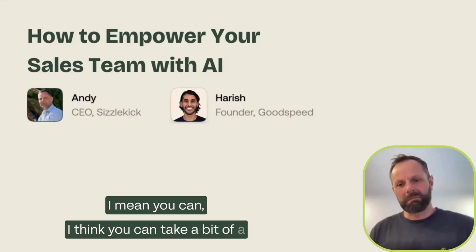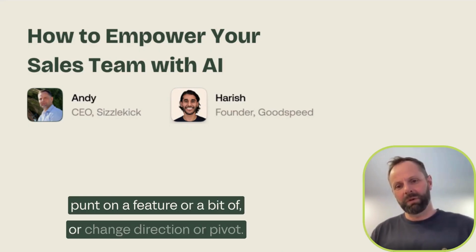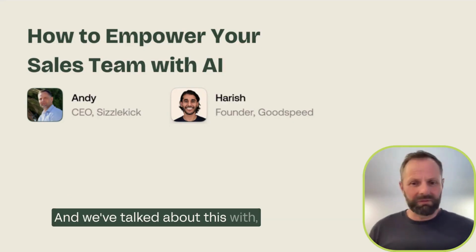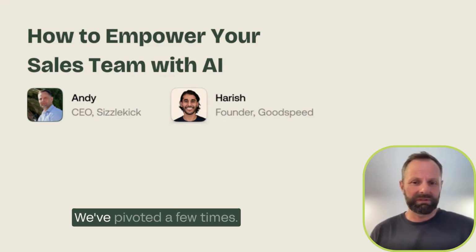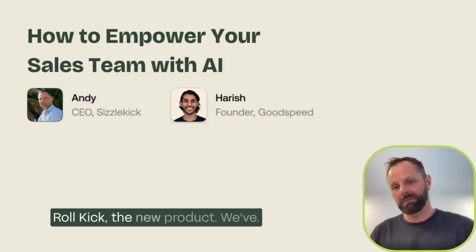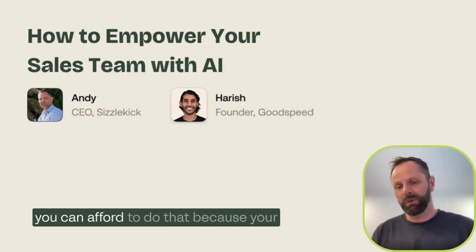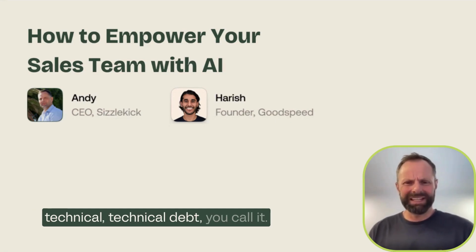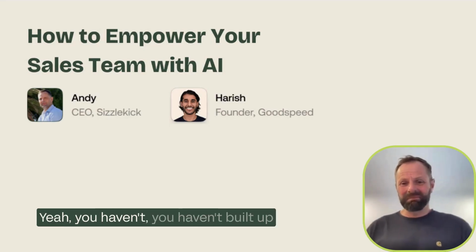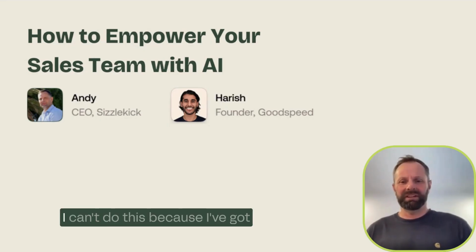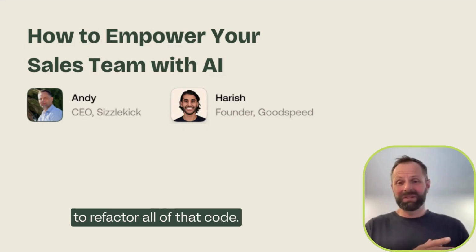I think you can take a bit of a punt on a feature or change direction or pivot. And we've talked about this with SizzleKick. We've pivoted a few times. Rollkick, the new product, we've pivoted a few times, and you can afford to do that because you haven't built up a whole load of technical debt, as you call it in your world. Oh, nuts! I can't do this because I've got to refactor all of that code.